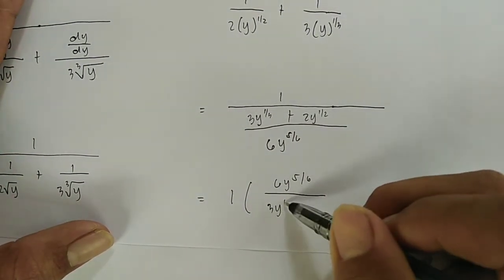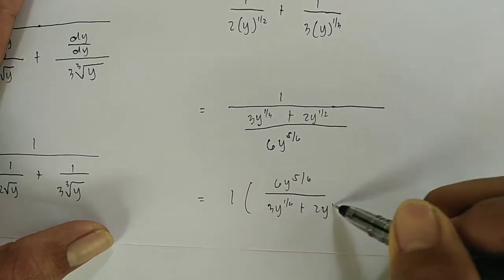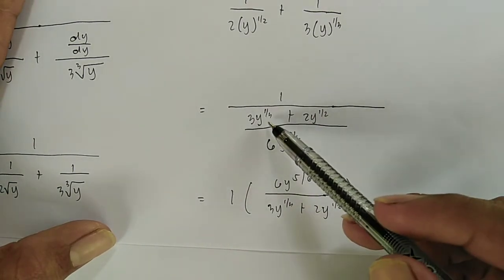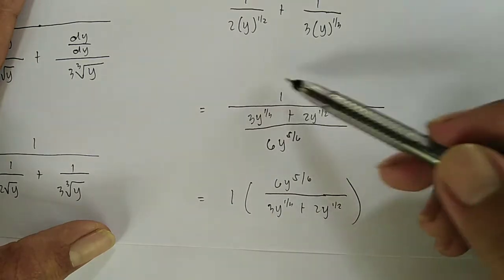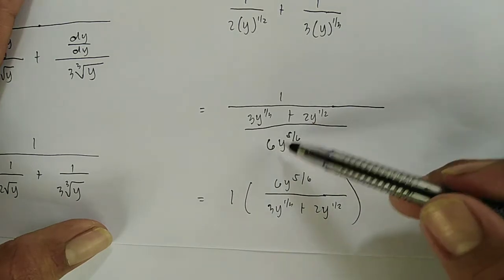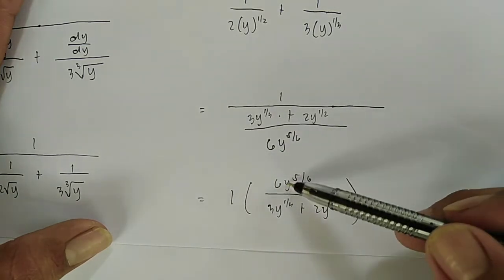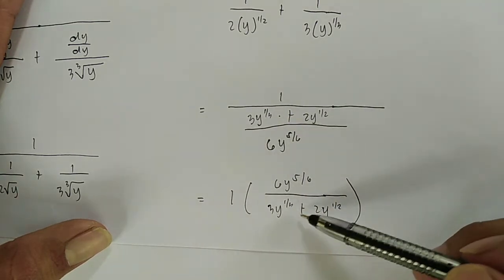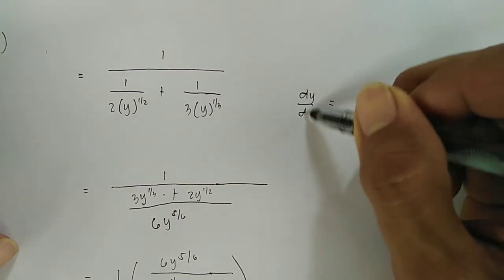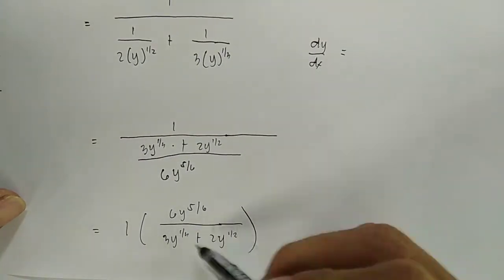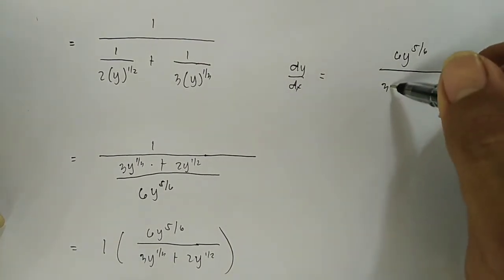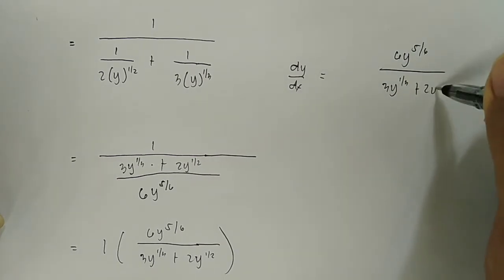So 3y 1/3 plus 2y 1/2. Multiply lang natin siya, yung reciprocal ng denominator na ito, sa numerator. So pagpalitin lang natin yung numerator at denominator. Yung denominator magiging numerator, saka yung numerator magiging denominator na. So simplify to get the final answer or the derivative. So dy over dx, 1 times this expression will be 6y to the power of 5 over 6 all over 3y 1/3 plus 2y 1/2.